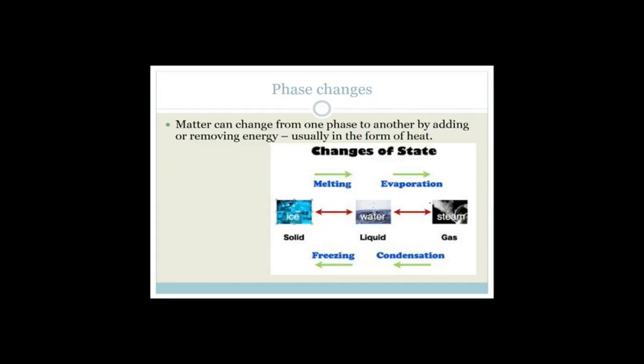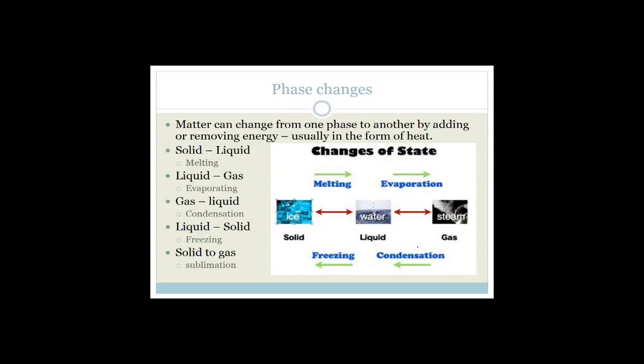And then you've got the reverse. If we go from gas to liquid, it's called condensation. And from water to solid, it's called freezing. You guys need to know these words: melting, evaporation, condensation, and freezing. So a solid goes to liquid, it's called melting. From liquid to gas, it's evaporating. From gas to liquid, it's condensation, and from a liquid to solid is freezing. You need to know every one of those terms.